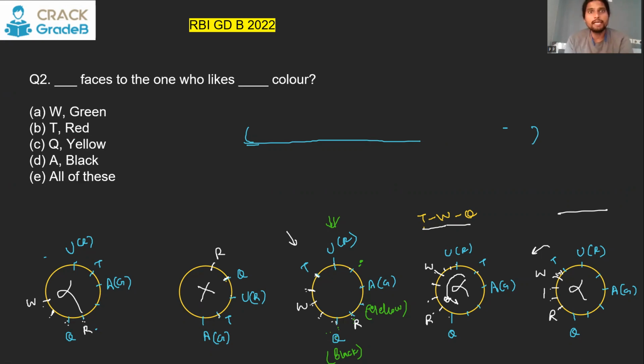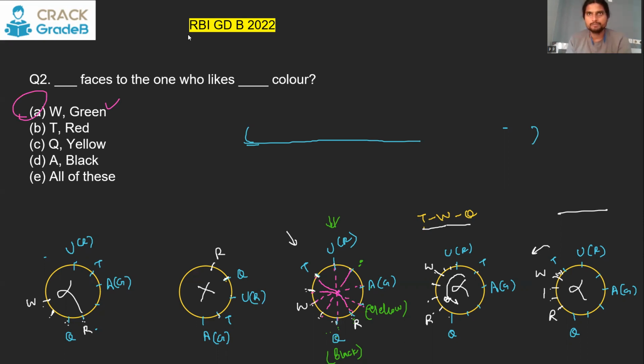Second, who faces the one who likes color? Faces means we have to draw the diagonals as well. Now there are 1, 2, 3, 4 people, 1, 2, 3, 4. That means these two are diagonally opposite to each other, and these two, and these two, and these two are diagonally opposite to each other. W facing green. W is diagonally opposite to green. Yes. T red, no. Q yellow, no. A black, no. All of this, no. So answer should be W facing the one who likes green color.